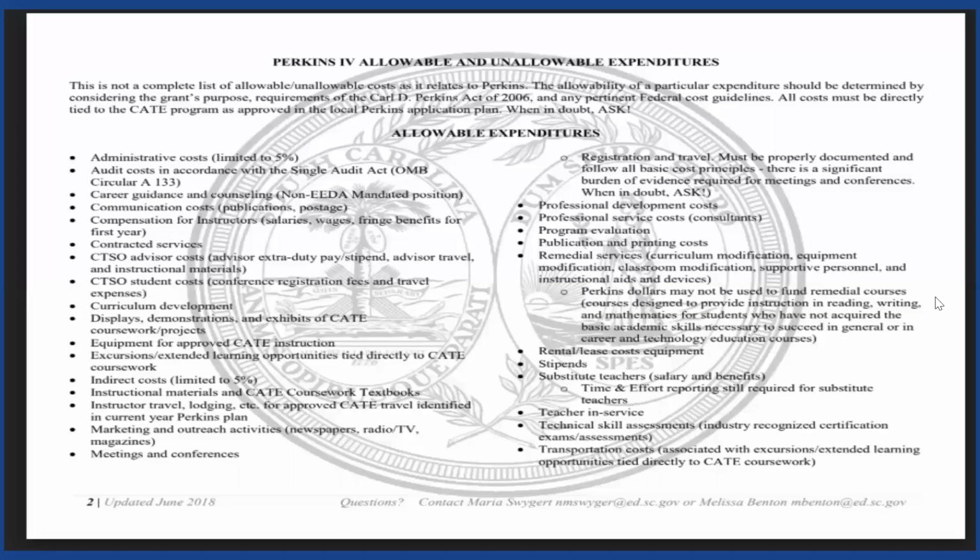So here are Perkins 4 allowable and unallowable expenditures. The state hasn't updated to Perkins 5 at this time, so this is the most recent we have. But I don't anticipate the allowable and unallowable expenditures are going to change with Perkins 5. They'll all be the same. These are a list of allowable expenditures under those federal Perkins funds. You can see administration costs, communication costs, for example, curriculum development, equipment, teacher in-service or PD, stipends, program evaluation. So there's a lot of things that can be done with the federal funds.